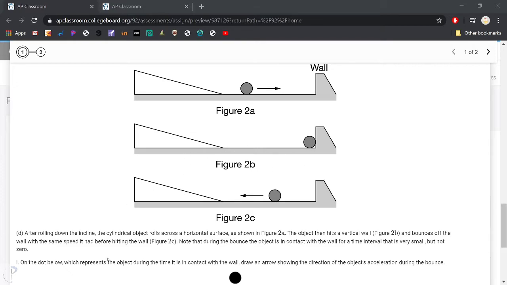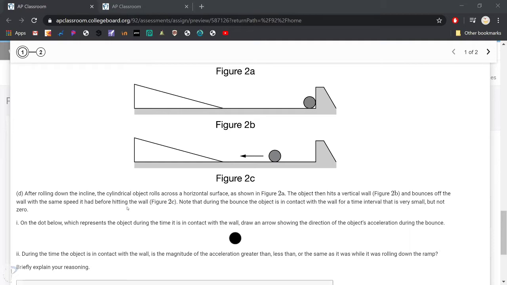Let's see. After rolling down the incline, the cylindrical object rolls across a horizontal surface as shown. The object hits a wall and then bounces with the same speed it had before hitting the wall. So what kind of collision is this? Well, if it's coming back at the same speed, it must be conserving everything. Note that during the bounce, the object is in contact with the wall for a time interval that is very small, but not 0. Yeah, if we're coming back at the same speed, of course we are going elastic. Both momentum and kinetic energy are conserved.